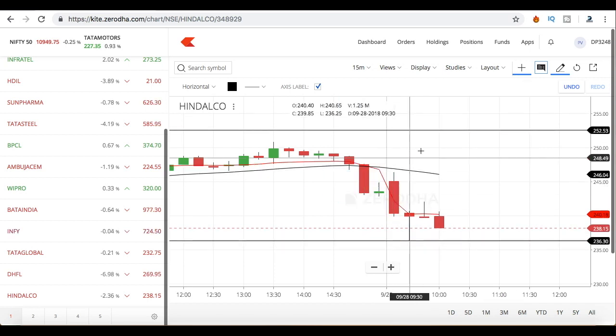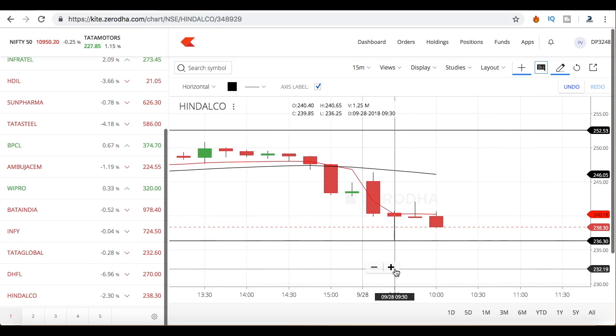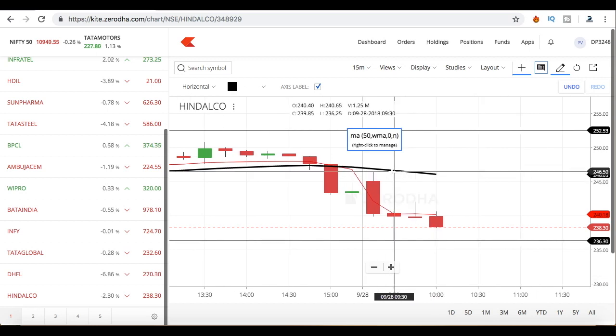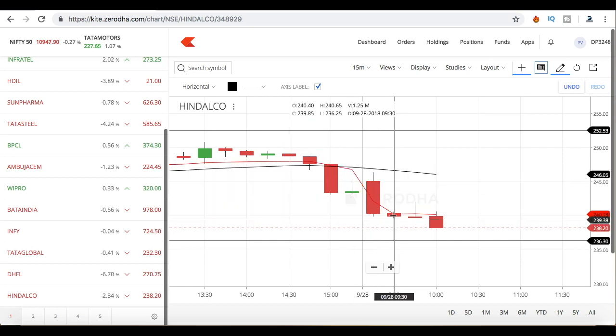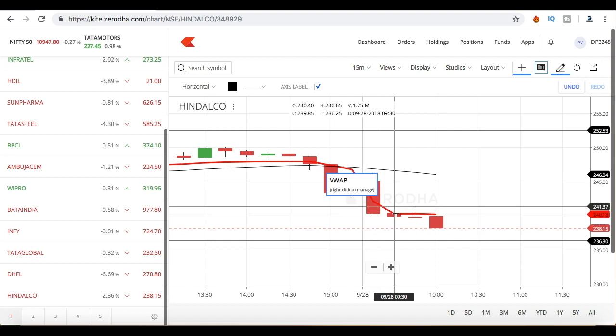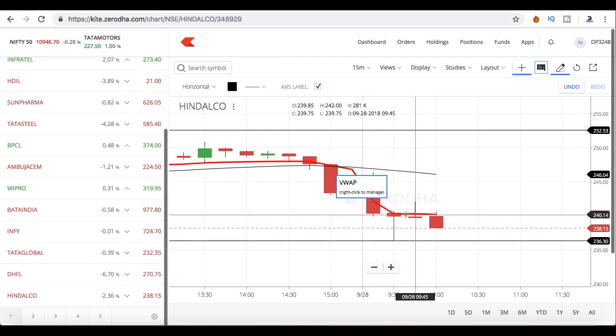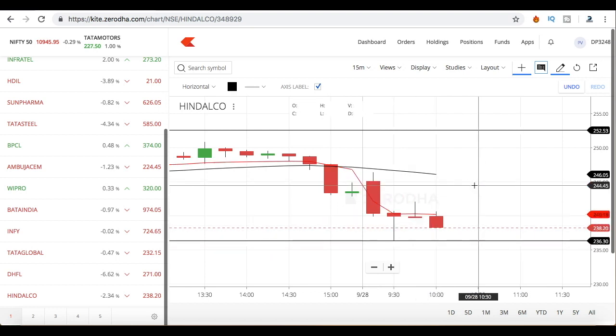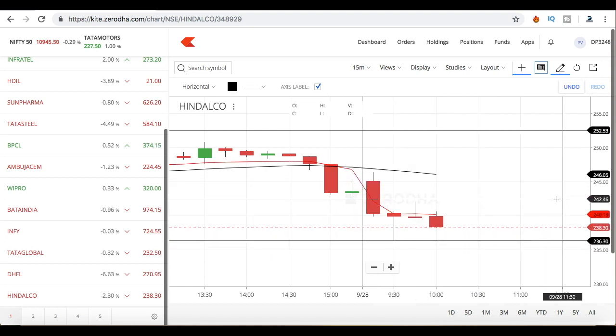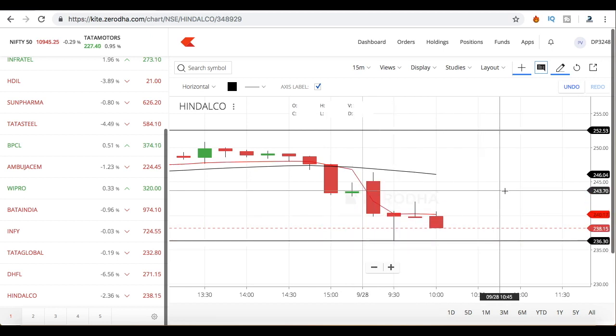Here as you can see, the selling formation has been formed. That is, the moving average is on top and VWAP is below that, and a red candle has formed below the VWAP. So once this candle breaks its low, we'll be selling it. It's almost coming down, so we'll see what happens. I'll be recording again once our order is triggered.